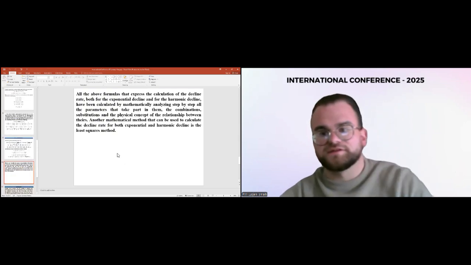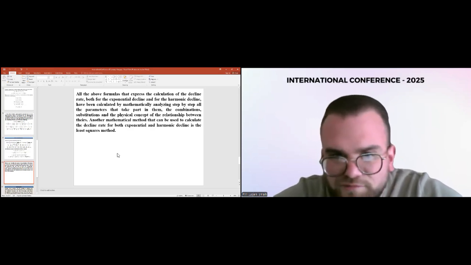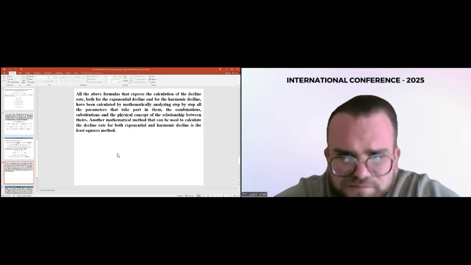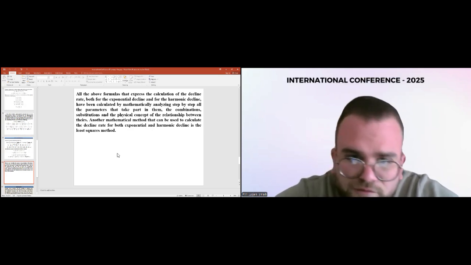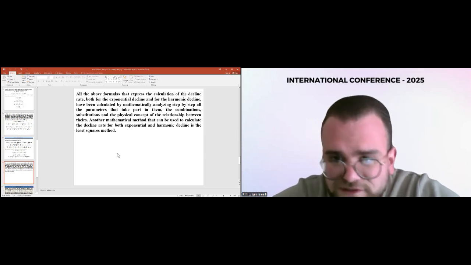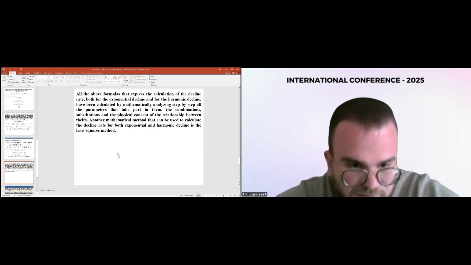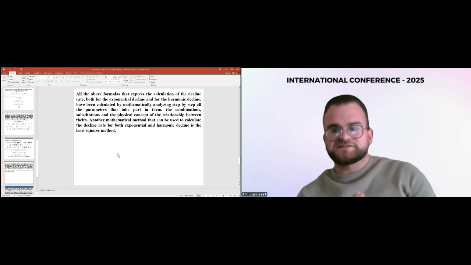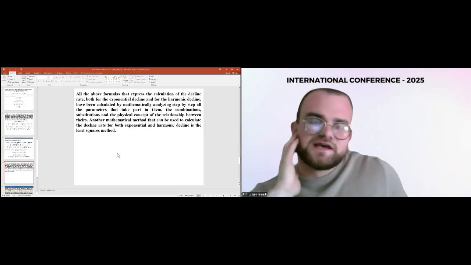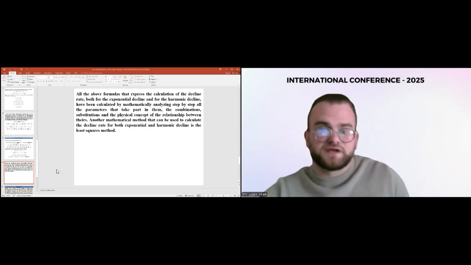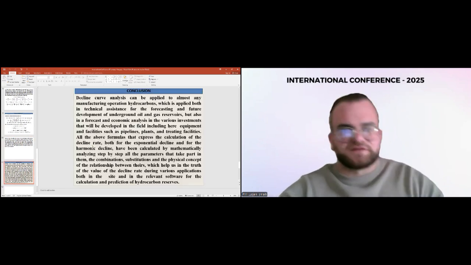All the above formulas that express the calculation of the decline rate, both for the exponential decline and for the harmonic decline, have been calculated by mathematical analysis step by step, with all the parameters that take part in them, through the combination and substitution of the physical concept of the relationship between them. Another important thing to say is that for the calculation of harmonic and exponential decline, the least squares method is a very important method. And the fourth rubric is the conclusion.